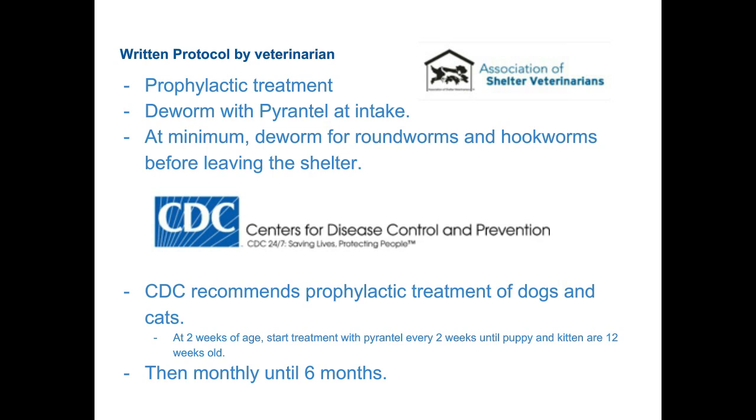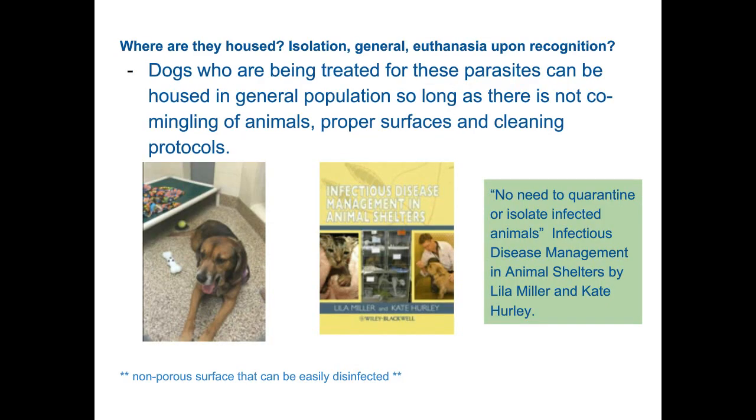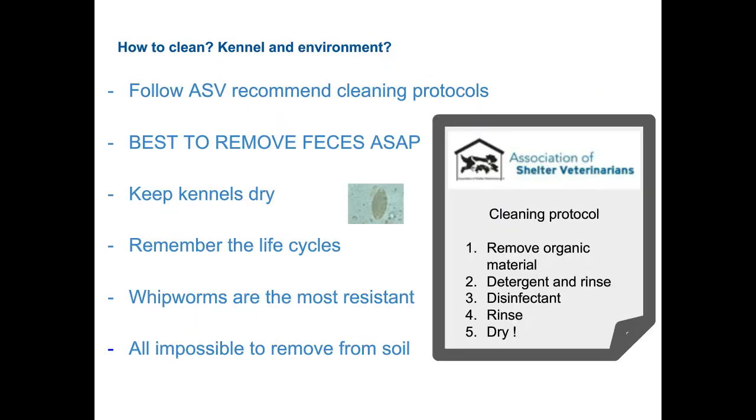All right. You don't have to isolate any of these animals. Dogs who are being treated for intestinal parasites can be housed in general population, unless there's commingling and not proper cleaning. Make sure that they're on a non-porous surface that can be easily disinfected. For how to clean these areas, follow the ASV guidelines. Dr. Bice will talk about it. It's best to remove feces as soon as possible. If you remember with coccidia, those oocysts will form into the infective stage in 16 hours, so quick removal of the feces is the best idea.